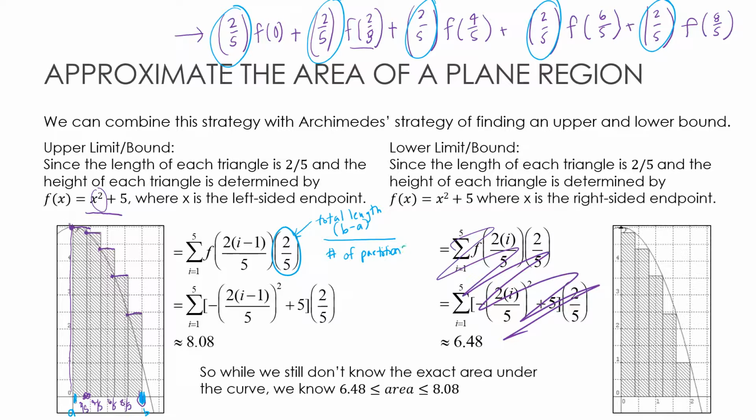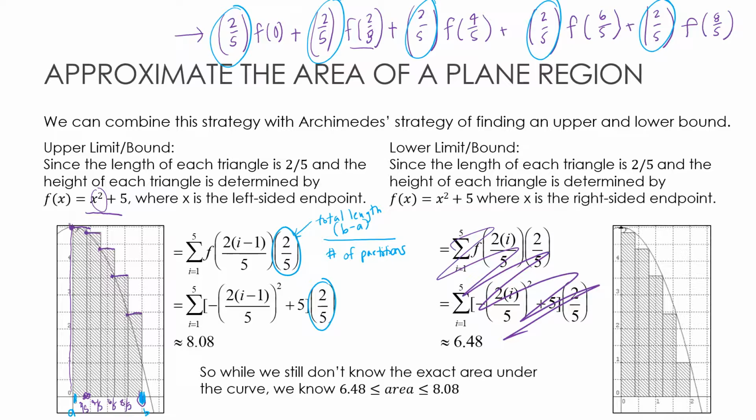And in this case, that was 5 partitions. So 2 divided by 5. That's where this is from. So now let's look at the rest of this stuff. So I'm finding the summation as i goes from 1 to 5 of this.